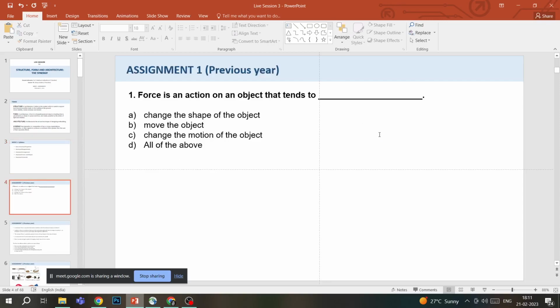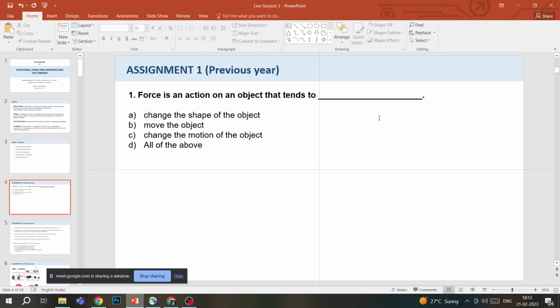So moving on to our first question. I'm reminding everyone again that these are all previous year questions. These are not this year's questions. We will not be solving this year's questions. You have to do those on your own. These are just previous year questions to help you understand the course better and to help you understand how to decode these questions and how to solve them.